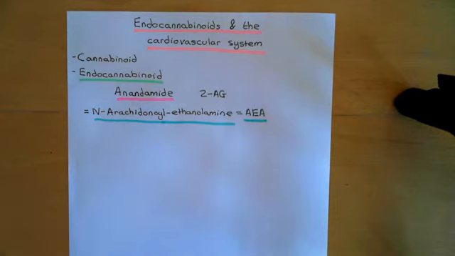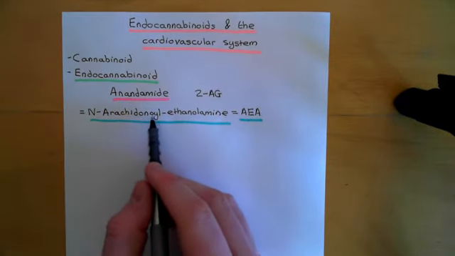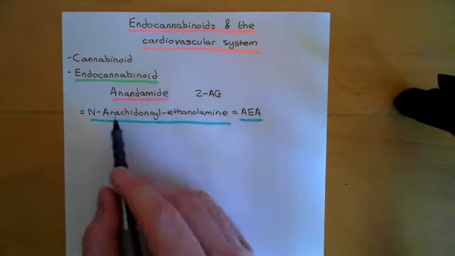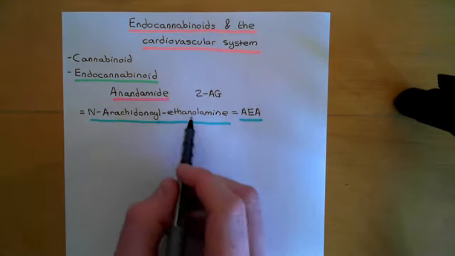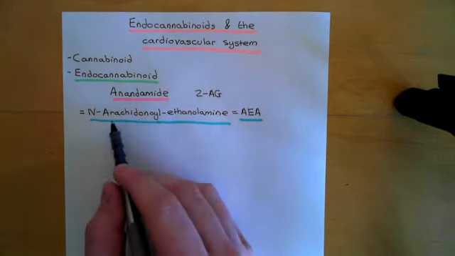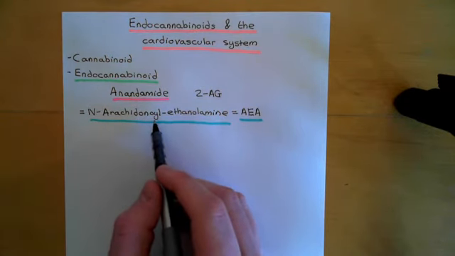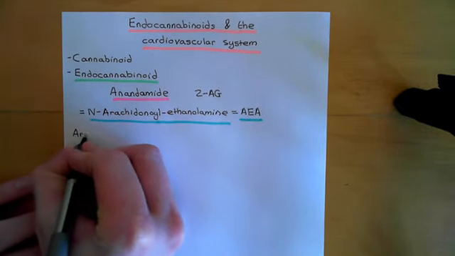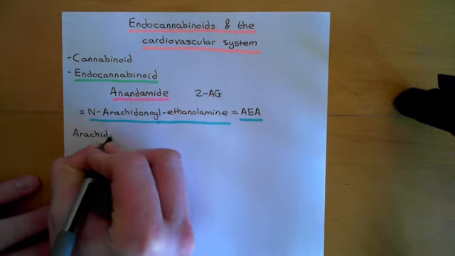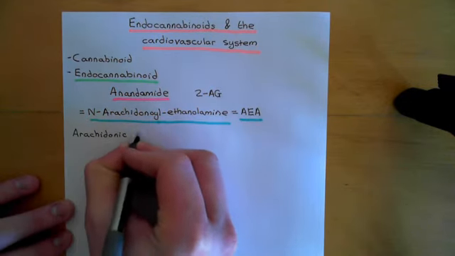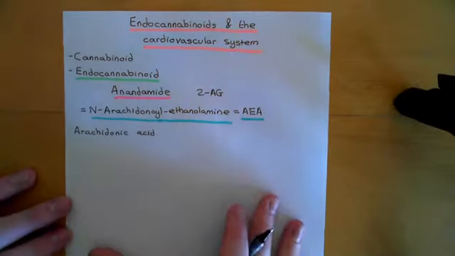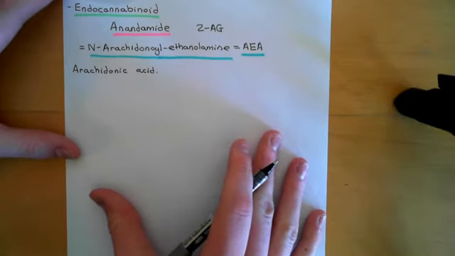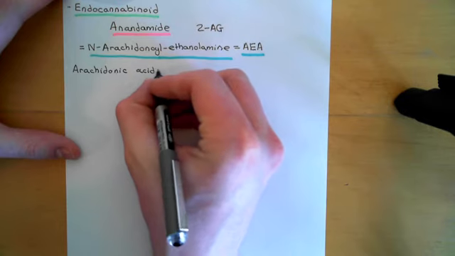Okay, so let's try and understand the structure then of N-arachidonyl ethanolamine. Basically it is arachidonic acid linked onto the amino group, this is the N here, of ethanolamine. Okay, so in order to draw the structure of this molecule out, we firstly need to know what the structure of arachidonic acid is. So that's what we'll look at first, and then we'll see what the structure of anandamide is. So arachidonic acid.